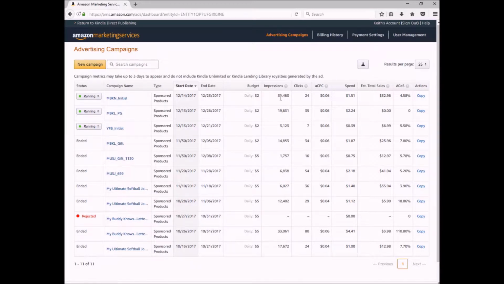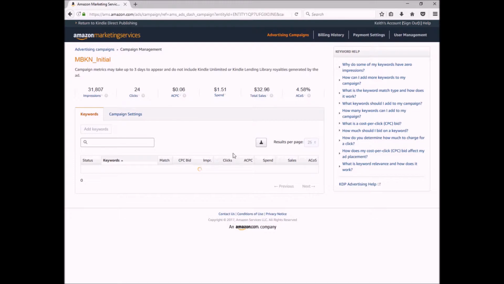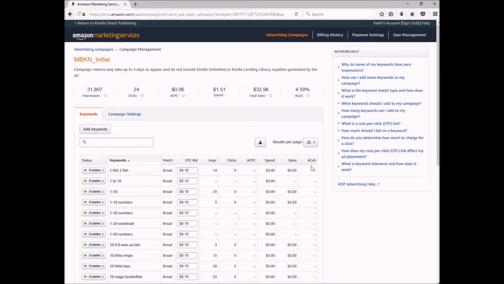So the way to find out which words are not relevant and how to tweak your ad while it's still live is I'm going to click on the campaign name. And when this loads up, it's going to have the exact same columns as before, but this is based on each keyword. So I'm going to sort by impressions.